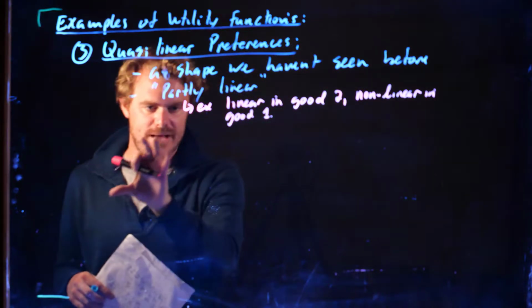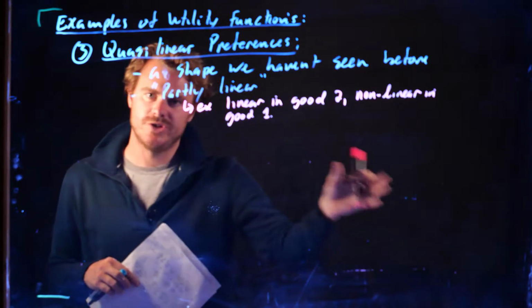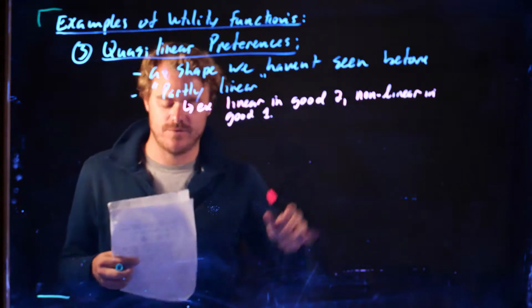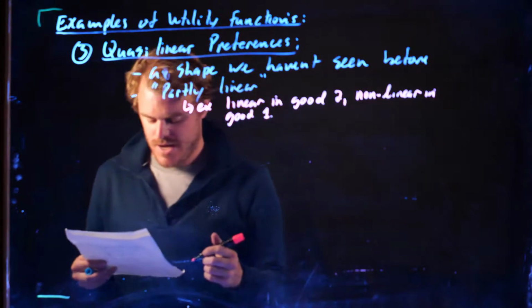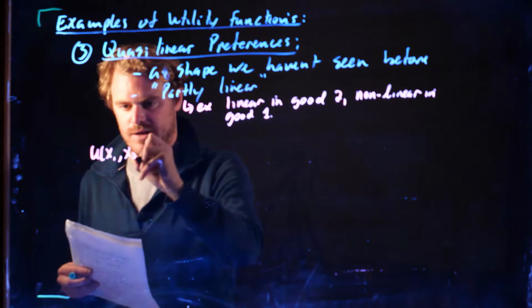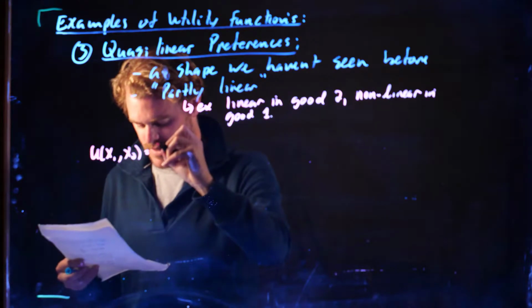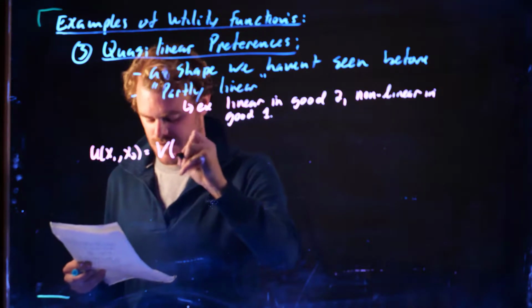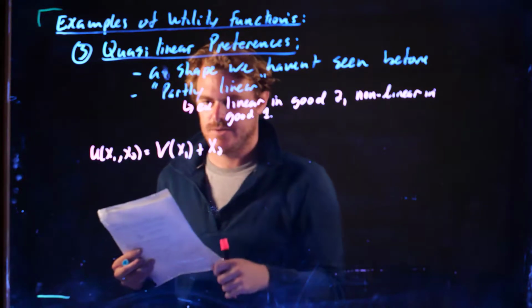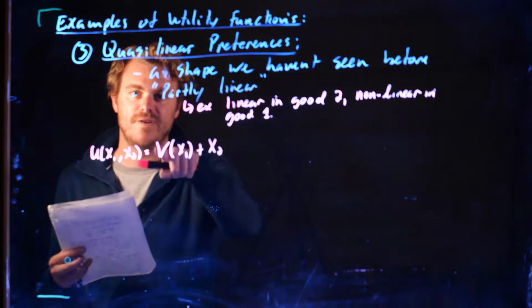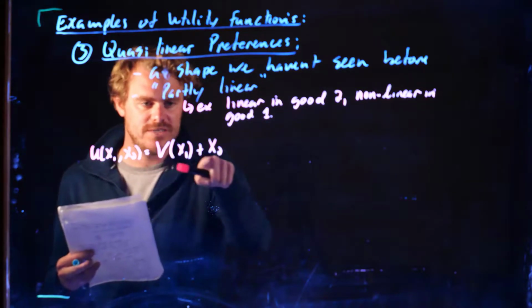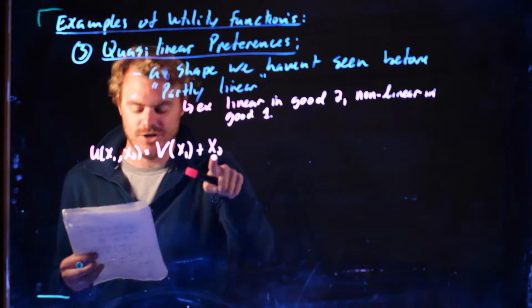So let's write it mathematically down here and talk about the shape and make sure we understand why this is the function for this kind of shape. Let's say that u of x1, x2 equals v of x1 plus x2. So v is some possibly nonlinear function, where the utility is linear in good 2 here.